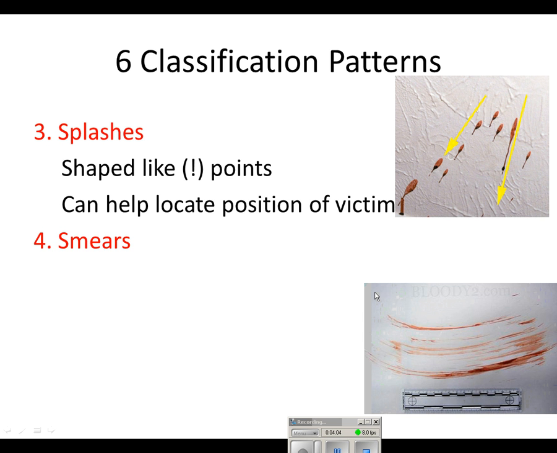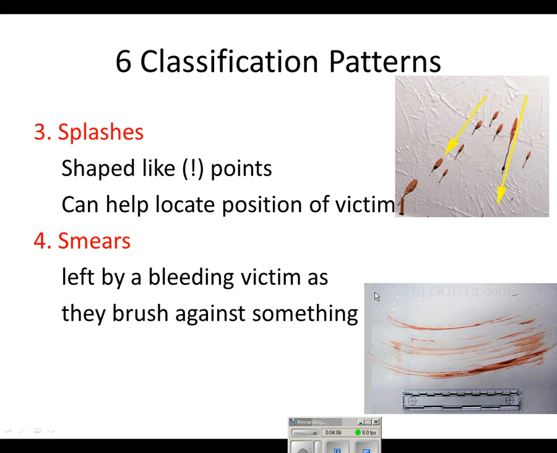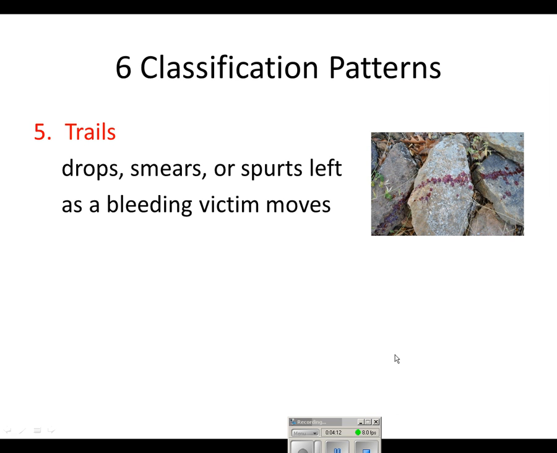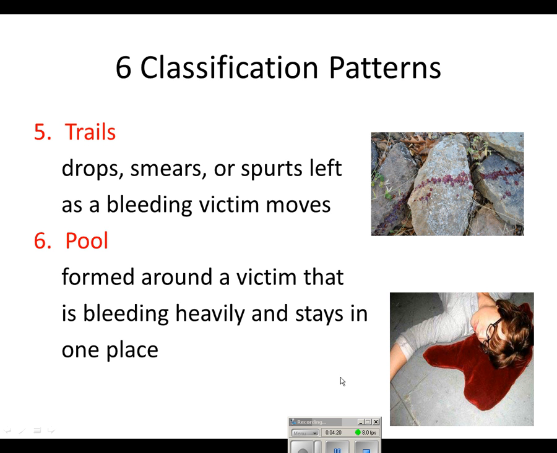And then we have blood smears, which are caused when somebody who's bleeding brushes up against something and wipes some of that blood. Trails can be blood drops, smears, or spurts as a bleeding victim moves from one place to another. And a blood pool is a pile of blood that forms around a victim who's bleeding heavily and stays in one place.